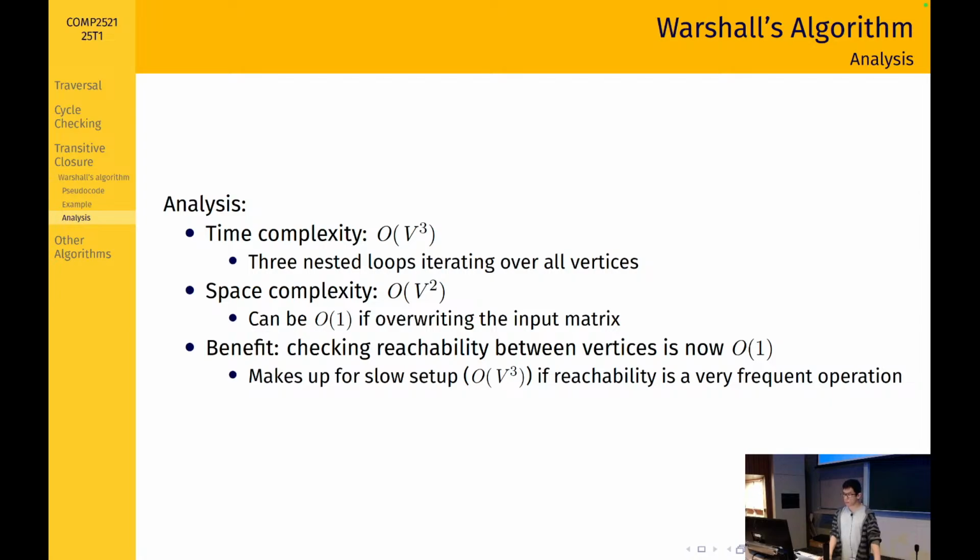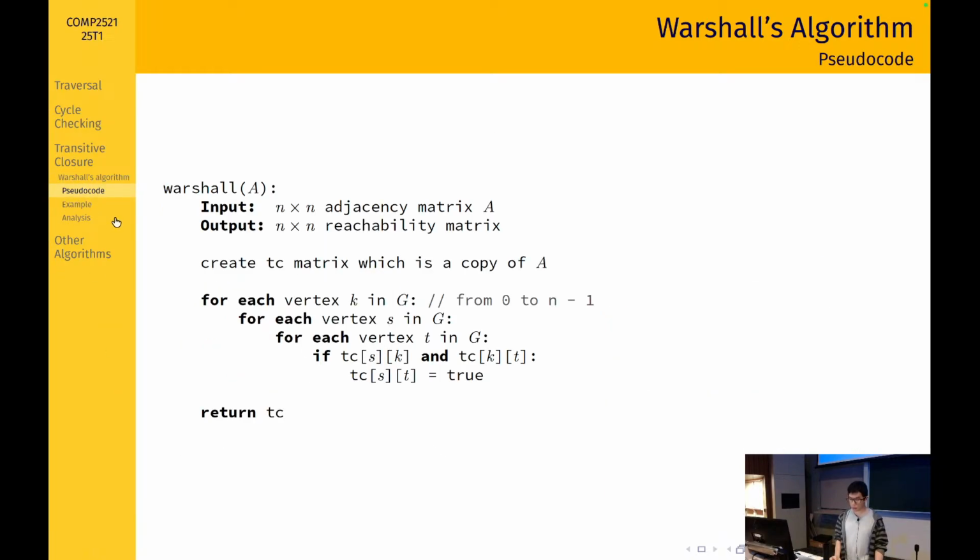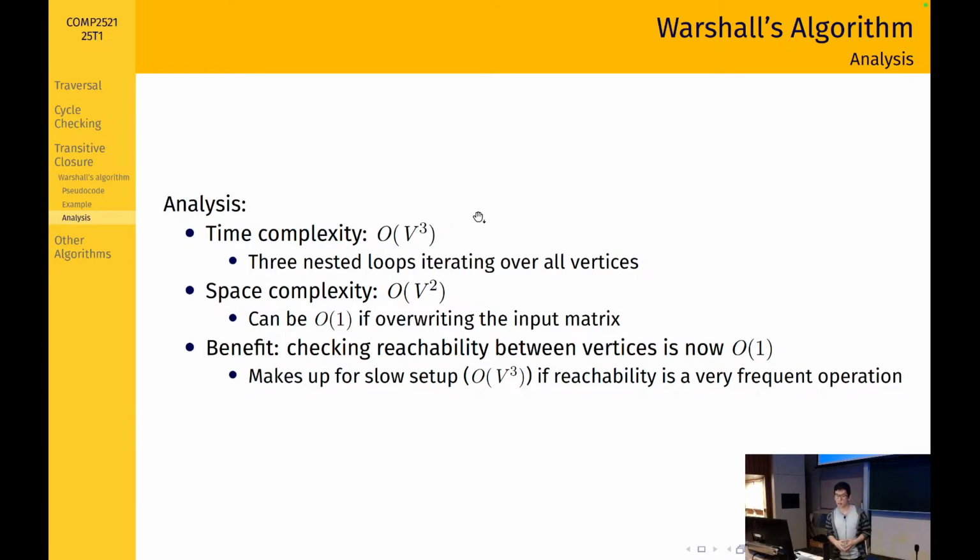Okay, so let's take a bit of time to analyze the algorithm. Analyzing the algorithm is quite simple because it's just 3 nested loops, right? And all of these loops iterate over all of the vertices of the graph, right? All V vertices. So that means the time complexity is going to be big O of V cubed, okay? In terms of the space complexity, it's going to be big O of V squared because we're creating a matrix, a V by V matrix.